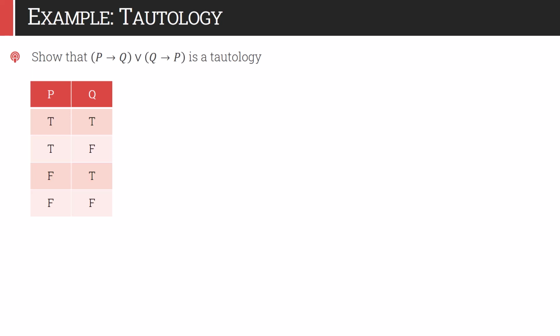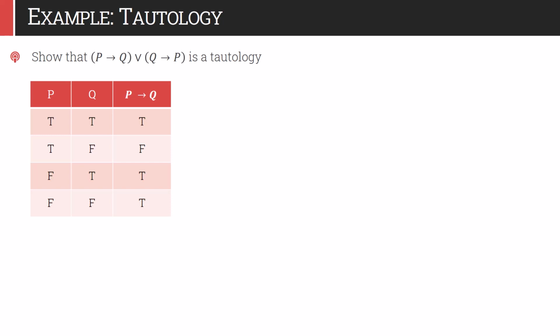So we have 2 propositions, so there will be 4 rows and 4 different input combinations: true, true, true, false, false, true, false, false. First we'll compute P entails Q, then we'll compute Q entails P, and then we'll take the union of that. So P entails Q is given by negation P union Q, fine.